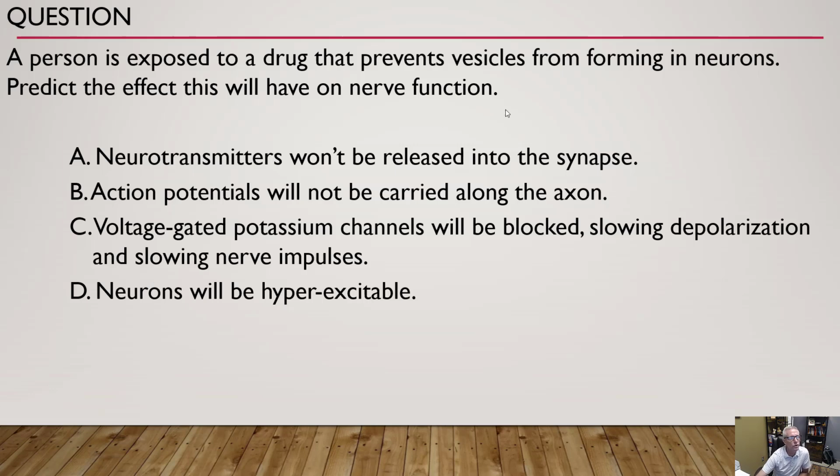Well, what do vesicles store? Vesicles store neurotransmitters. If you have a drug that prevents vesicles from forming, then neurotransmitters can't be released in the synapse. So that's our answer.